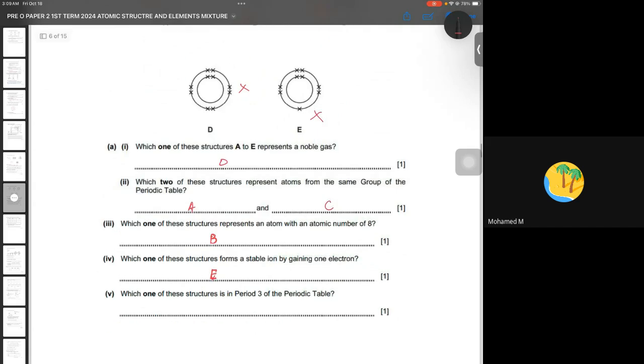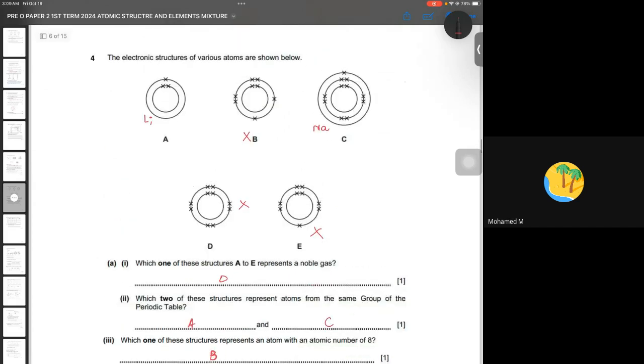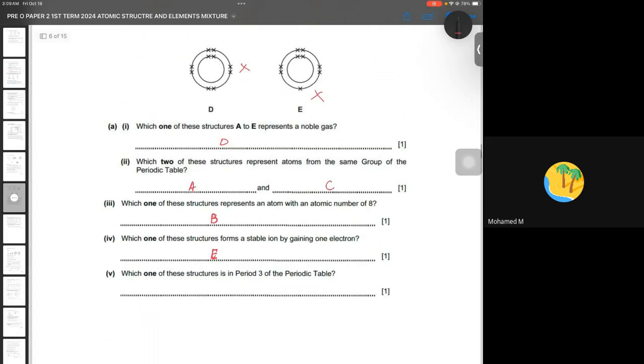Which one of these structures is in period 3 of the periodic table? Basically, the number of shells represents the period number. So period 3 means 3 shells. In which structure can you see 3 shells? C. Good. This is C.